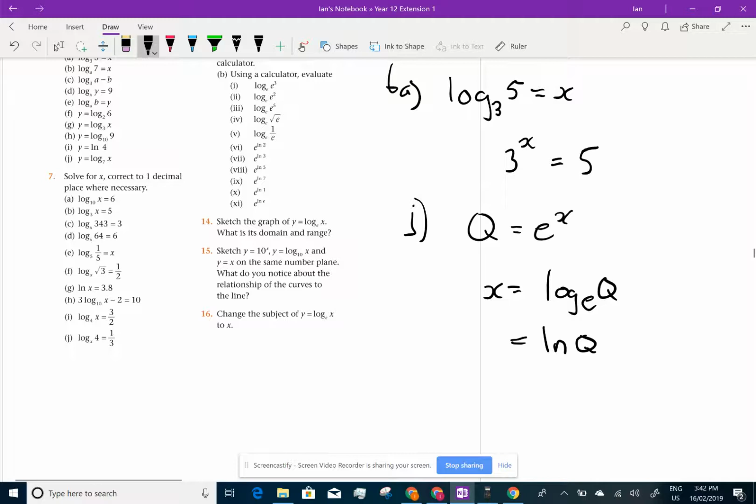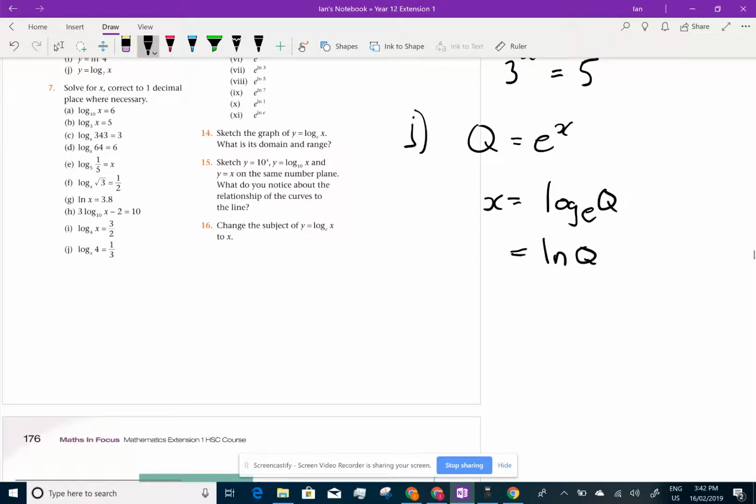How are you going to do question 7? Let's have a look at question 7. So we'll have a look at 7a. And we've got this log to the base 10, x equals 6. So what do we need to do? Well, let's rewrite that as x equals 10 to the 6.